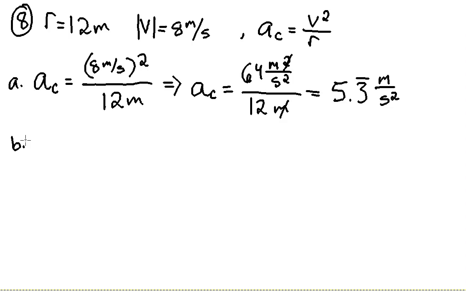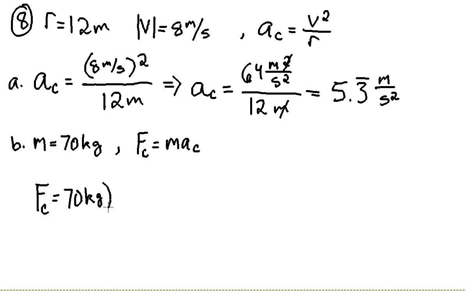All right, B says, what is the magnitude of the net force required to produce this centripetal acceleration for a rider with a mass of 70 kilograms? So this is just like the last problem we did. We know Newton's second law, slightly modified. The centripetal force, the force that makes objects rotate or revolve around a common center, is the product of the mass of the objects and the centripetal acceleration. So let's plug our numbers in. 70 kilograms multiplied by our centripetal acceleration we calculated from A.